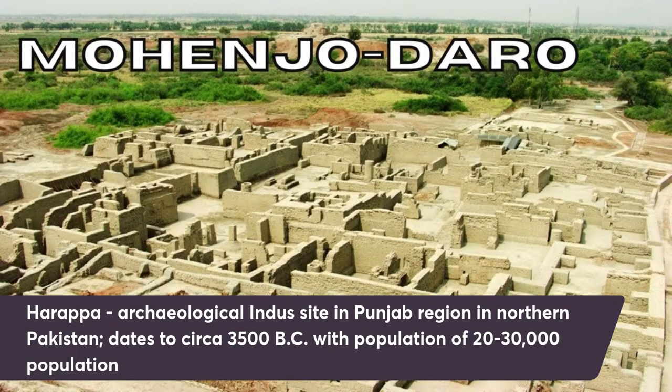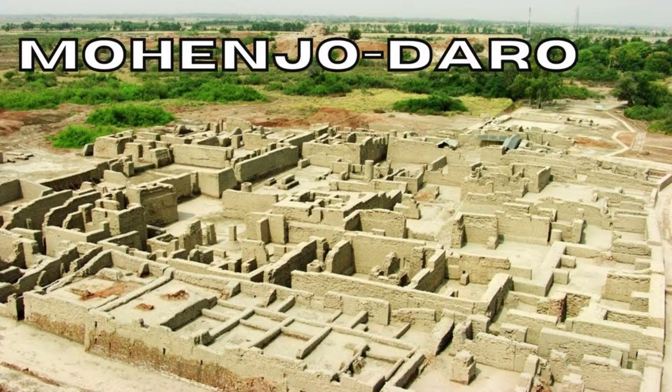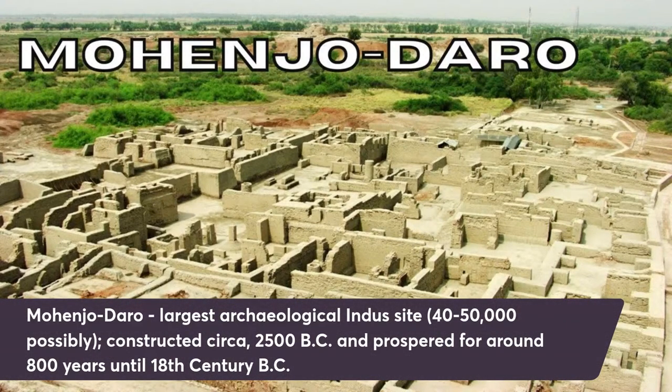It might be a little older than Mohenjo-Daro, and it's located up in the northern part of Pakistan. The other site, Mohenjo-Daro, is located in the southern part of Pakistan, more toward the lower part of the Indus River Valley. That one was larger in size. I think Harappa might be in the 20 to 30,000 range, and this one might be more like 40 to 50,000 at the largest overall, but it's not as old as Harappa.